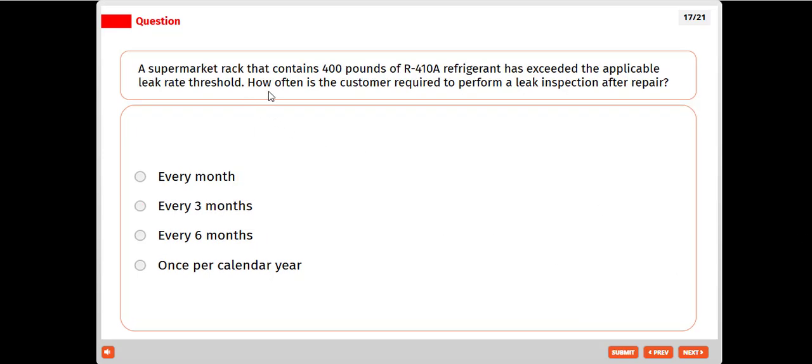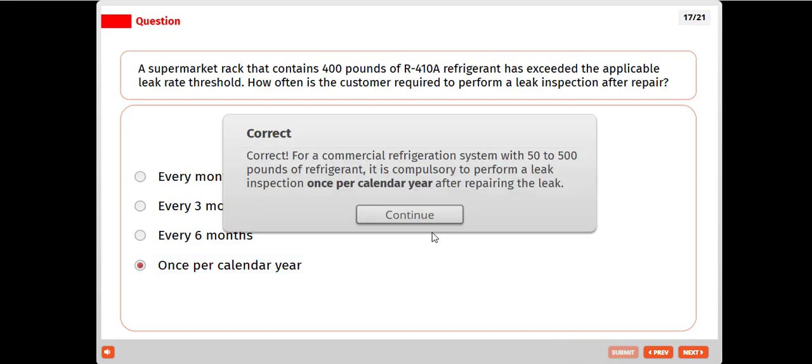A supermarket rack that contains 400 pounds of R410A refrigerant has exceeded the applicable leak rate threshold. How often is the customer required to perform a leak inspection after repair? It's 1 year, once per year.